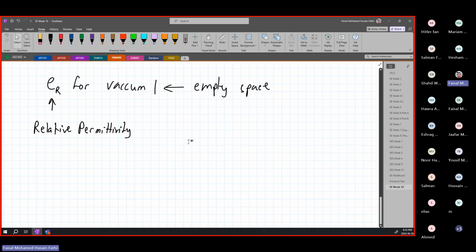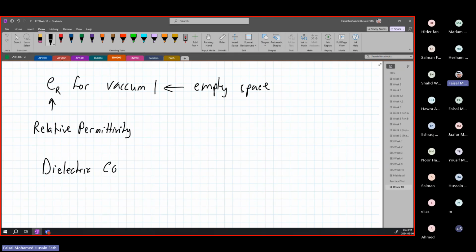This relation comes from, how did I find my relative permittivity? This relation comes from something known as the dielectric constant, which is your E over ER, or actually E0 over your ER. All right.